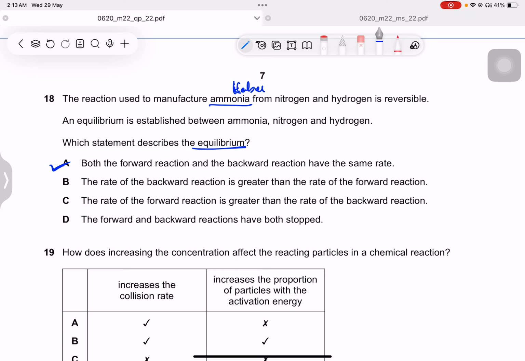This is a textbook 2 mark definition for dynamic equilibrium. This is not correct for equilibrium. This is also not correct. And the reactions have not stopped. This is a conceptual mistake if you're making it. The reactions are in progress, but the rates of the forward and backward reactions are equal.